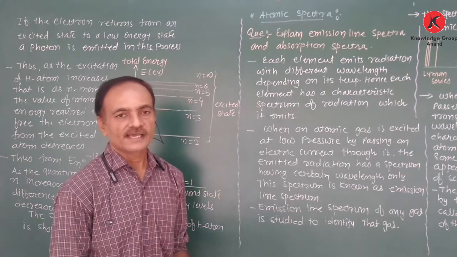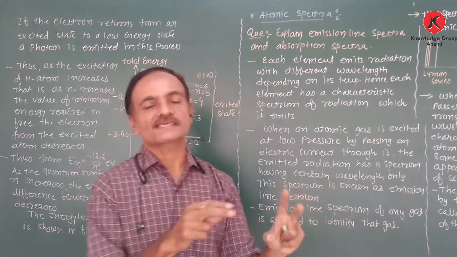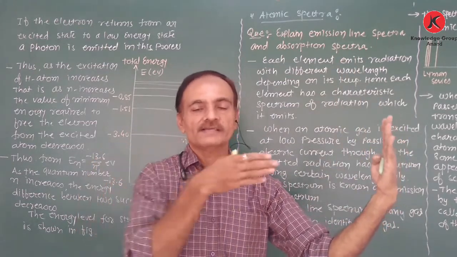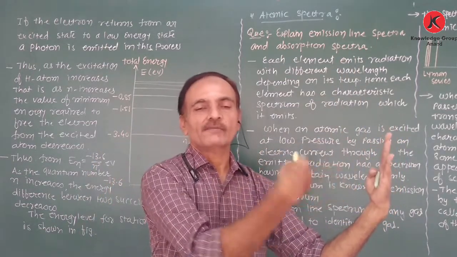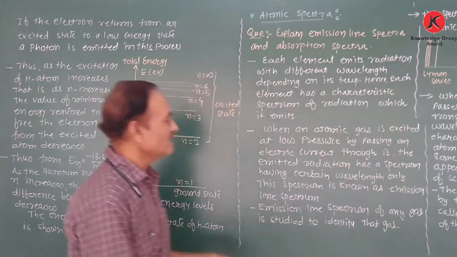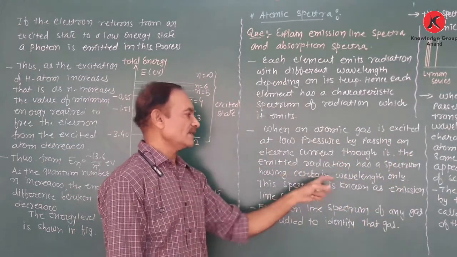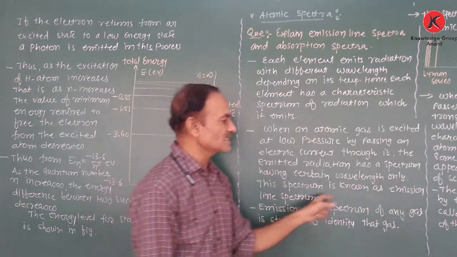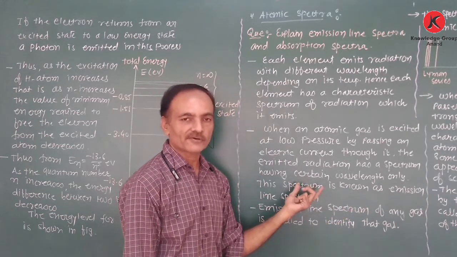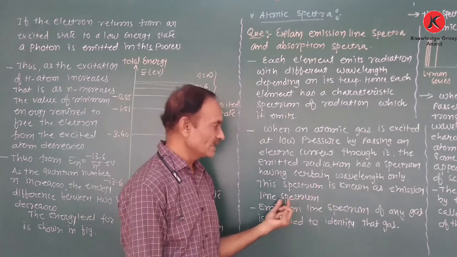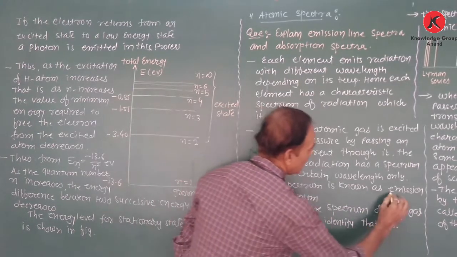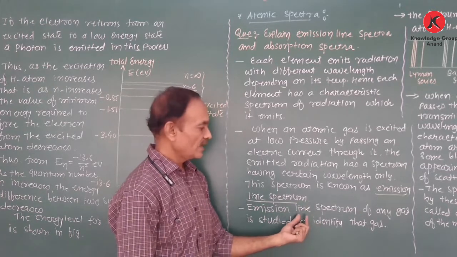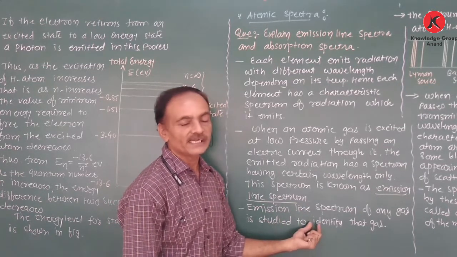So what happens? The electric discharge passes through the atomic gas, and we obtain on a photographic plate the light coming from the gas. In this spectrum, certain wavelengths are obtained. This spectrum is known as the emission line spectrum. The emission line spectrum of any gas is studied to identify that gas.